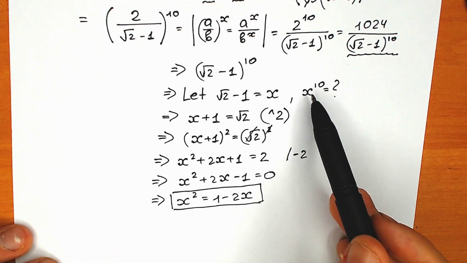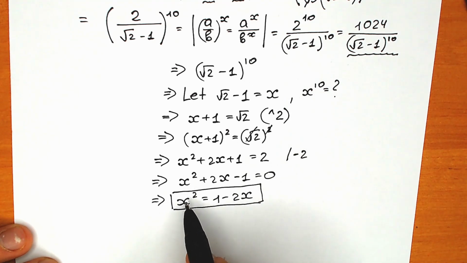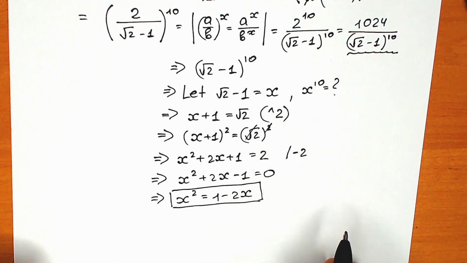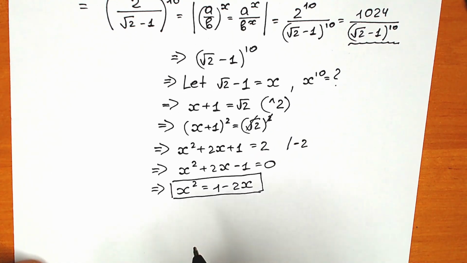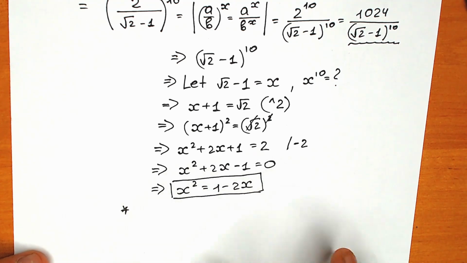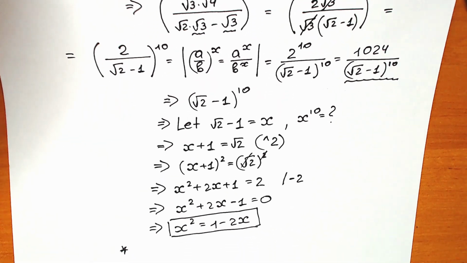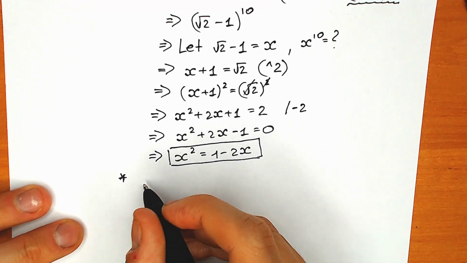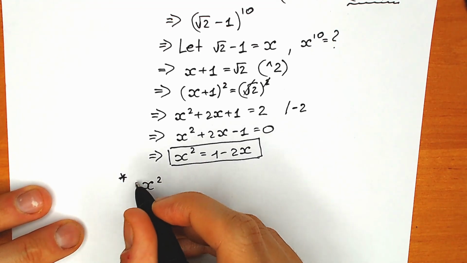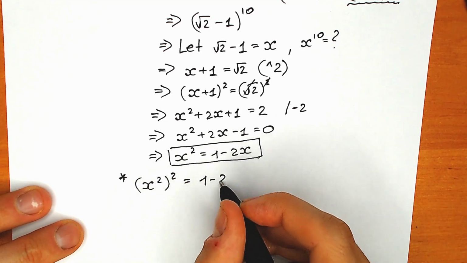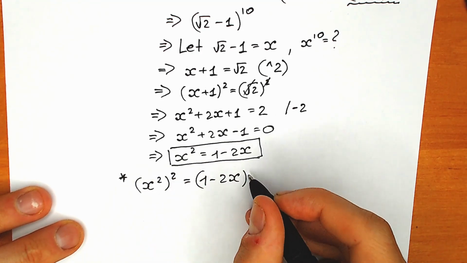So right now let's get closer and closer. On the left side, let's raise this to the second power, so then we will have x to the fourth, and we will get closer and closer to x to the power 10. First of all, let's raise both sides to the second power. This looks like our first step to getting closer. As a result, what do we have? We have x squared raised to the second power equal to 1 minus 2x raised to the second power.